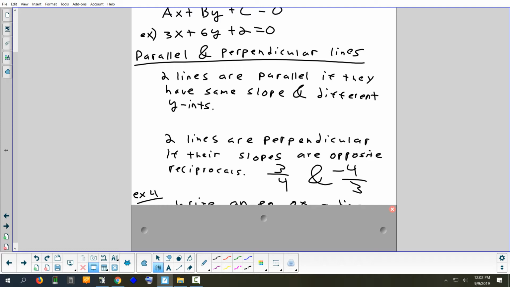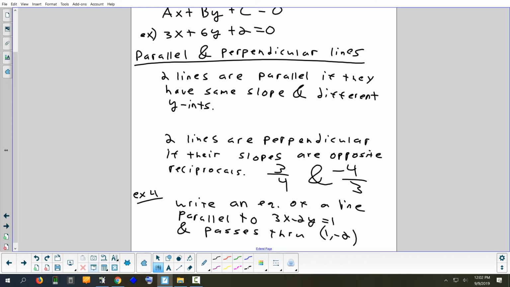So what I might ask you to do is, and we can go over one from the homework, I'll give you a line and say, tell me one that's parallel to this one and passes through that point. Okay, again, back to algebra 1 kind of stuff, but we'll go over it in the homework.